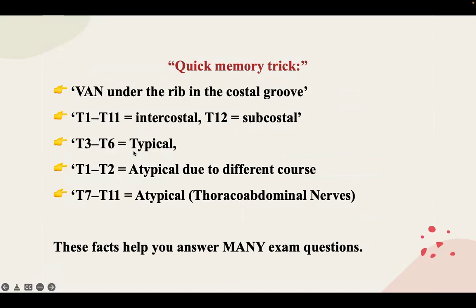Among intercostal nerves, T3 to T6 are typical intercostal nerves. T1 and T2 are atypical because they have different courses, and T7 to T11 are atypical because they also supply the abdomen. So these T7 to T11 nerves are called thoraco-abdominal nerves. These facts will help you answer many exam questions.